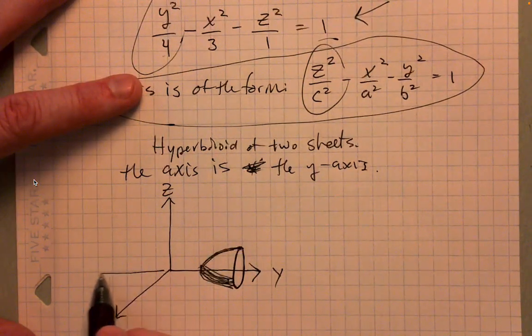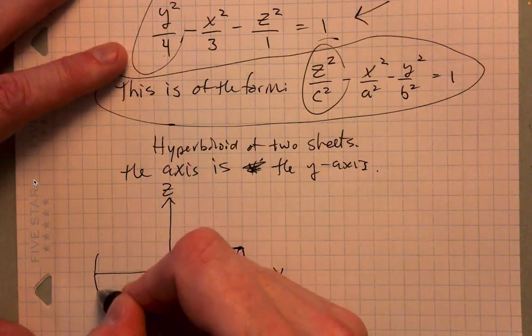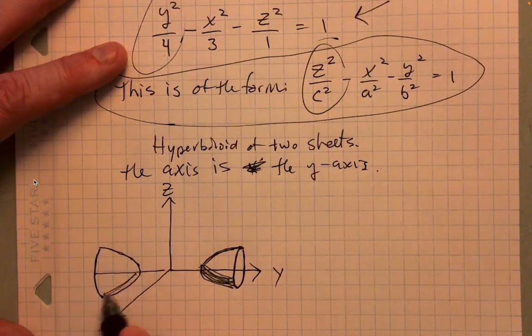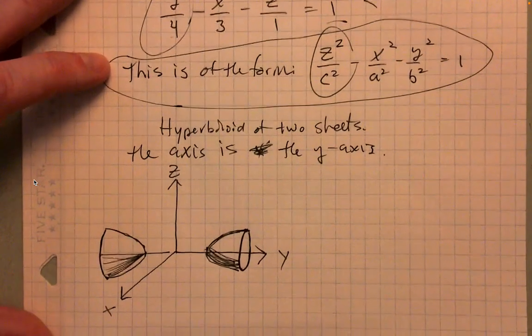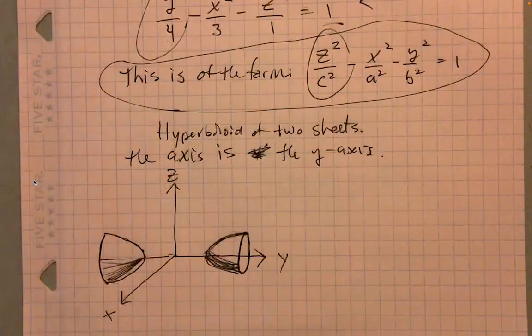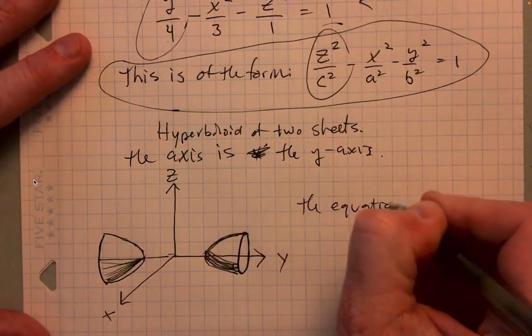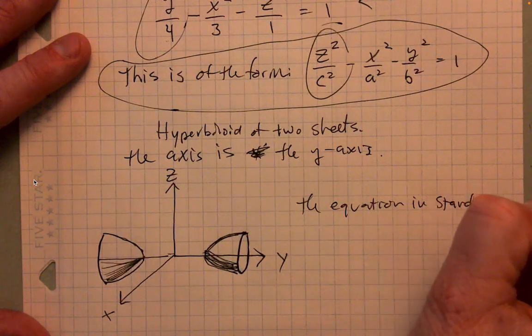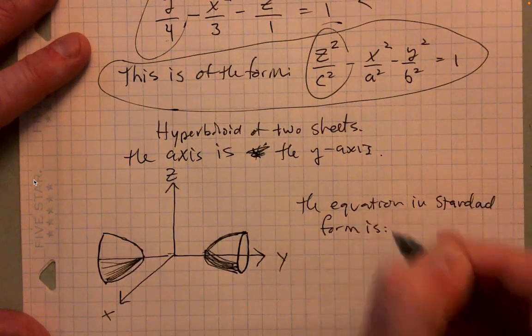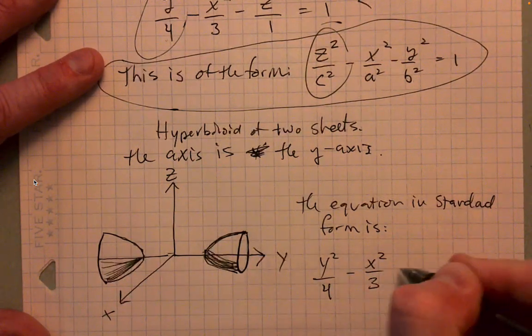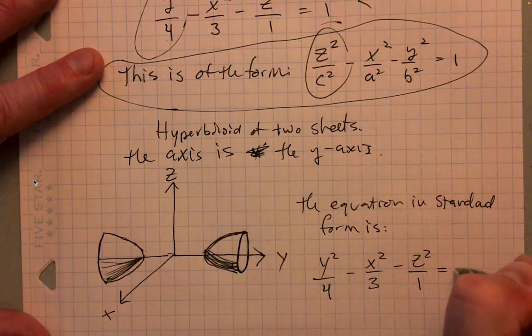And then it's going to do that over here as well, isn't it? It's going to do the same thing. It's important to remember these are going to be symmetric. So it'll look like that. All right, so that's what this particular surface is going to look like. And the equation in standard form is y squared over 4 minus x squared over 3 minus z squared over 1 equals 1.